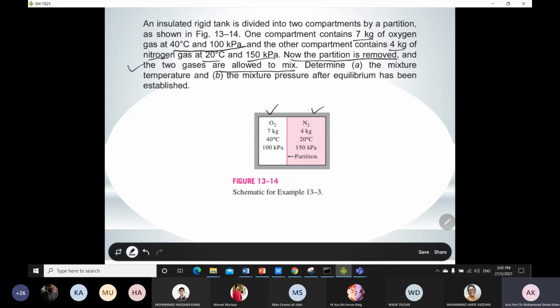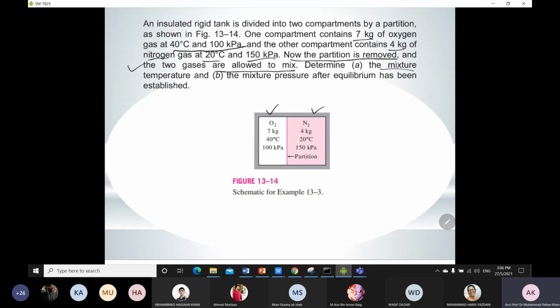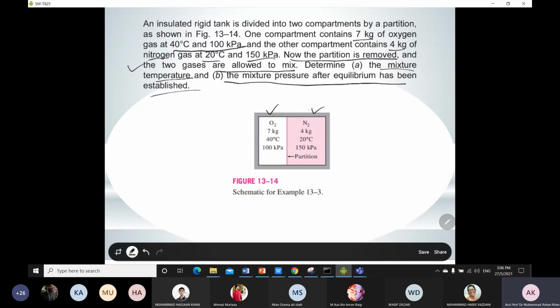So you have to determine the mixture temperature and find the mixture pressure after equilibrium has been established. Okay, so this is the required thing which we have to find. So you have to note down the data and move towards the solution.